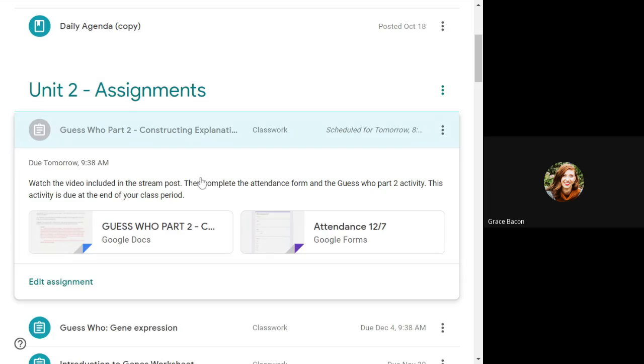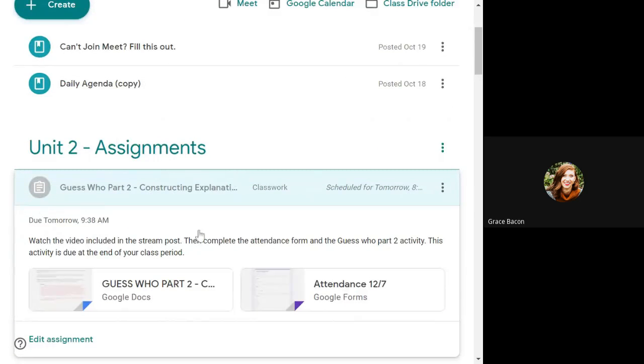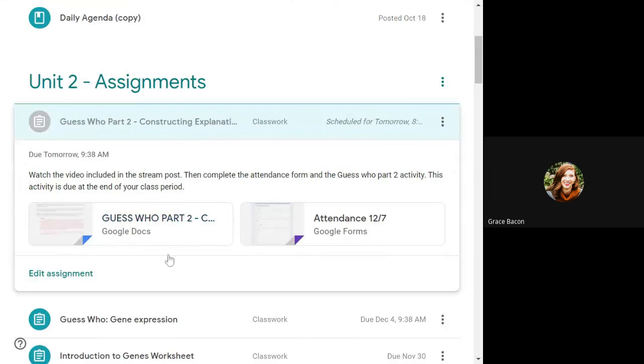I am in meetings with other teachers. So today is a day that you're working independently in Google Classroom. What you're going to do is open up Unit 2 assignments, and the activity you're doing is called Guess Who Part 2.